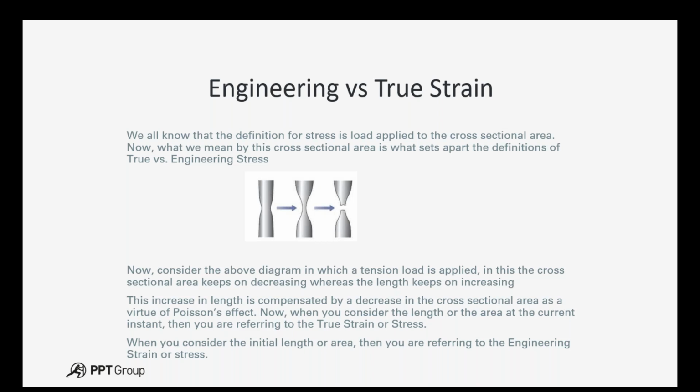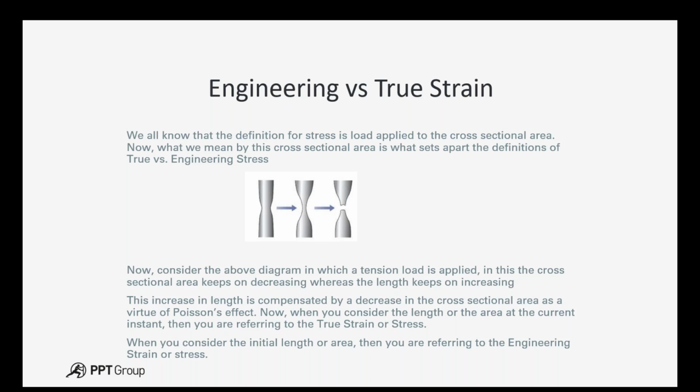And this is by virtue of what we call the Poisson's effect, which is the change in the width over the change in the length. So when you look at it, the initial length or the area that you're referring to is an engineering strain or stress. If you take the current or the instant dimensions, then it's a true strain. If it's the dimensions at the beginning of the test and they're kept the same, then it's an engineering strain.